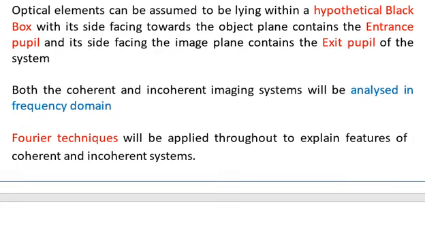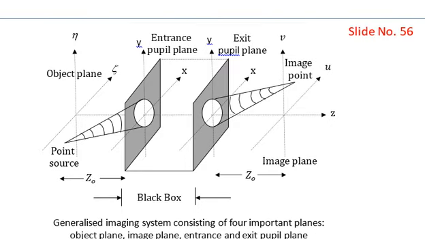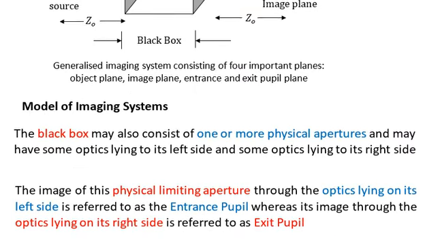So both the coherent and incoherent imaging systems will be analyzed in the frequency domain, and Fourier techniques will be applied throughout to explain the features of the coherent and incoherent systems. So we are going to discuss coherent systems, we are going to discuss incoherent systems, and we are going to apply the Fourier techniques in order to analyze those systems in the frequency domain, which means that we could analyze them in the Fourier domain. Now we shall be explaining this optical system in the following text.